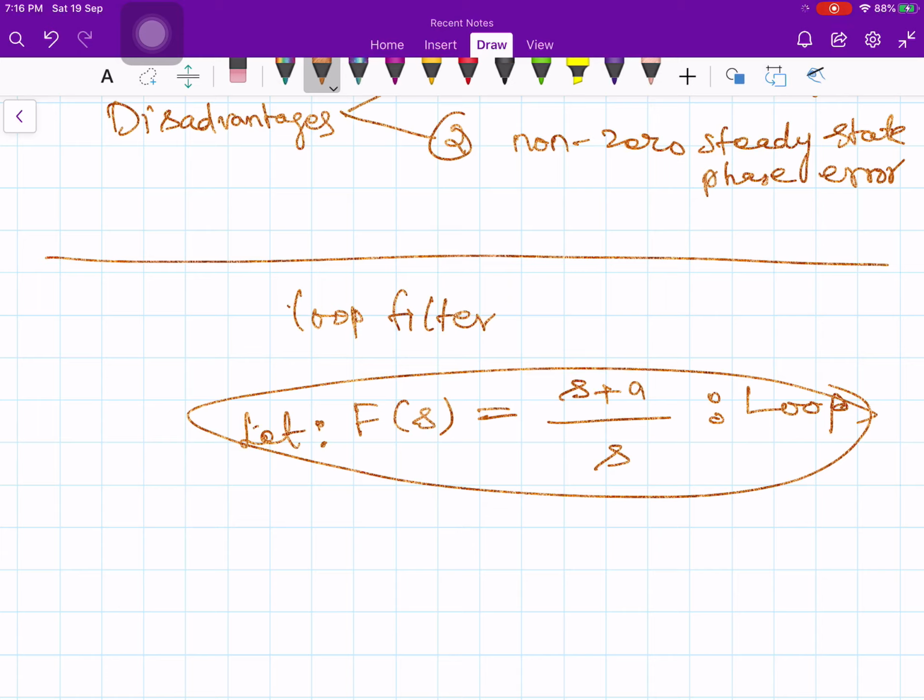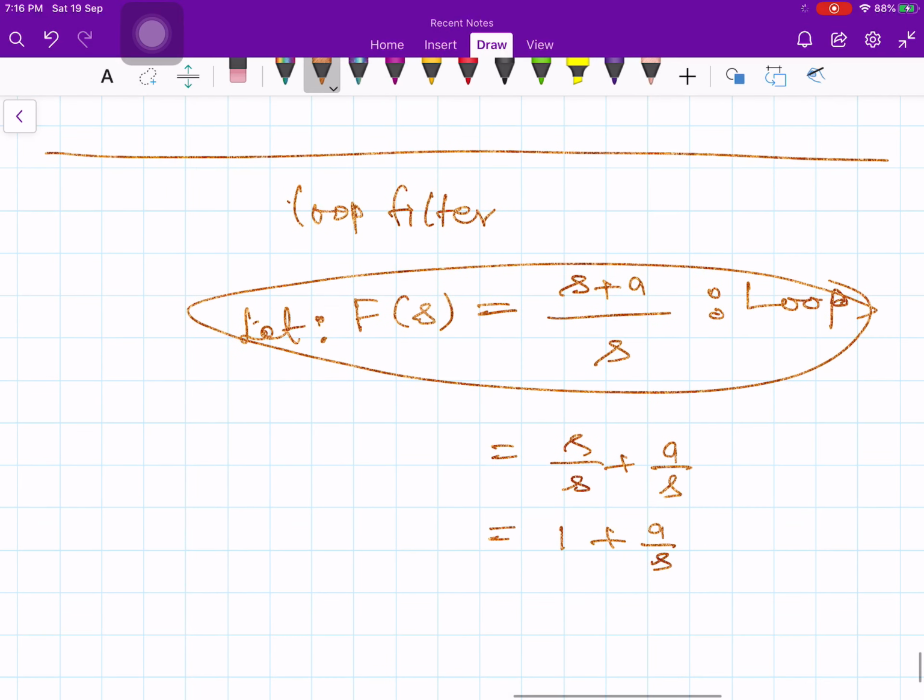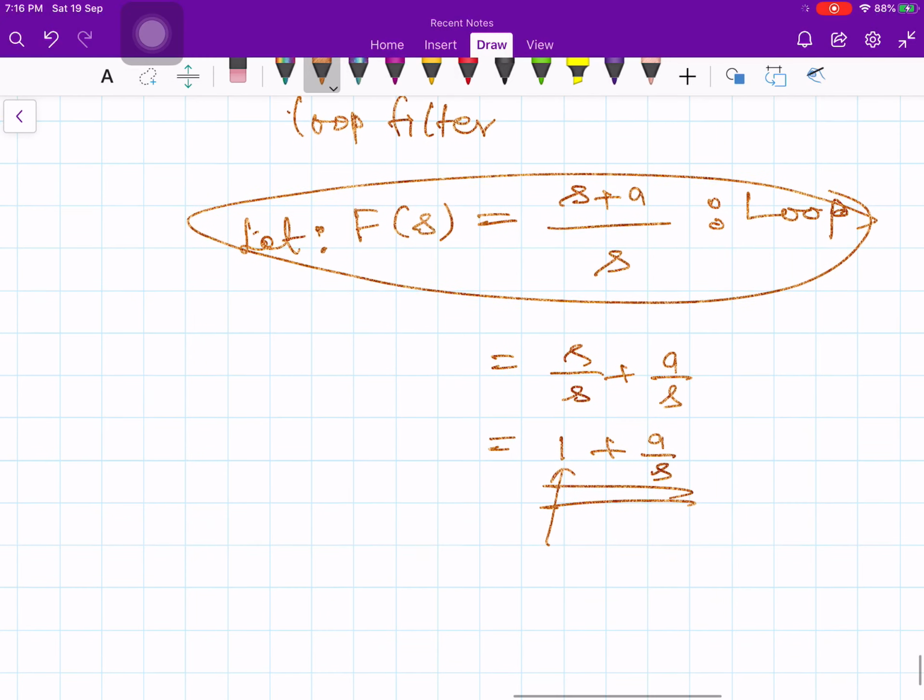Okay, so this I can write as s by s plus a by s, then s by s is 1, plus a by s. I can write like this. Now from this you can see a by s is an integrator, right. The first part 1 is a direct connection which allows the input signal to just go to the output. So such an integrator is called a leaky integrator.